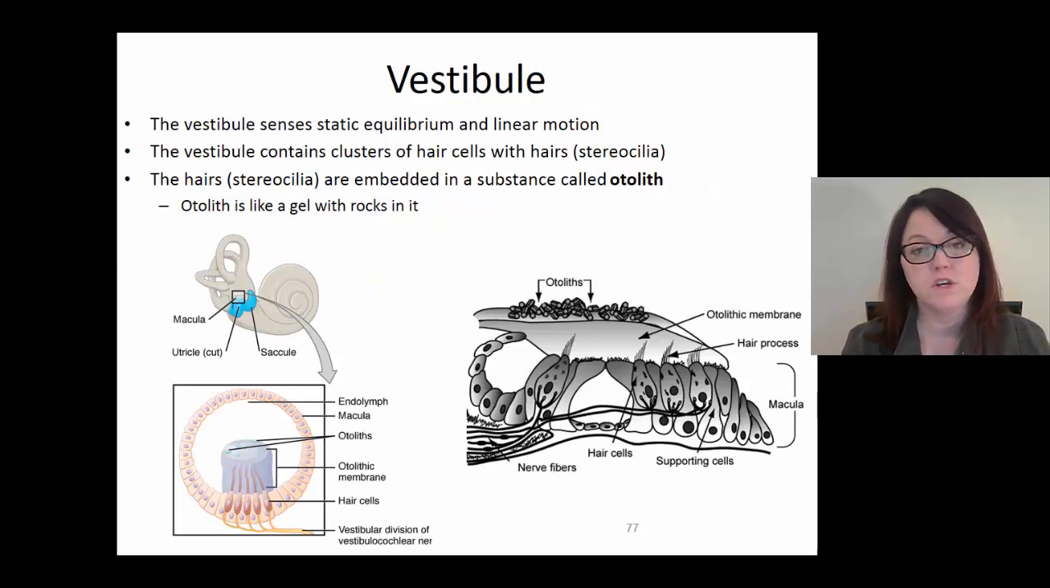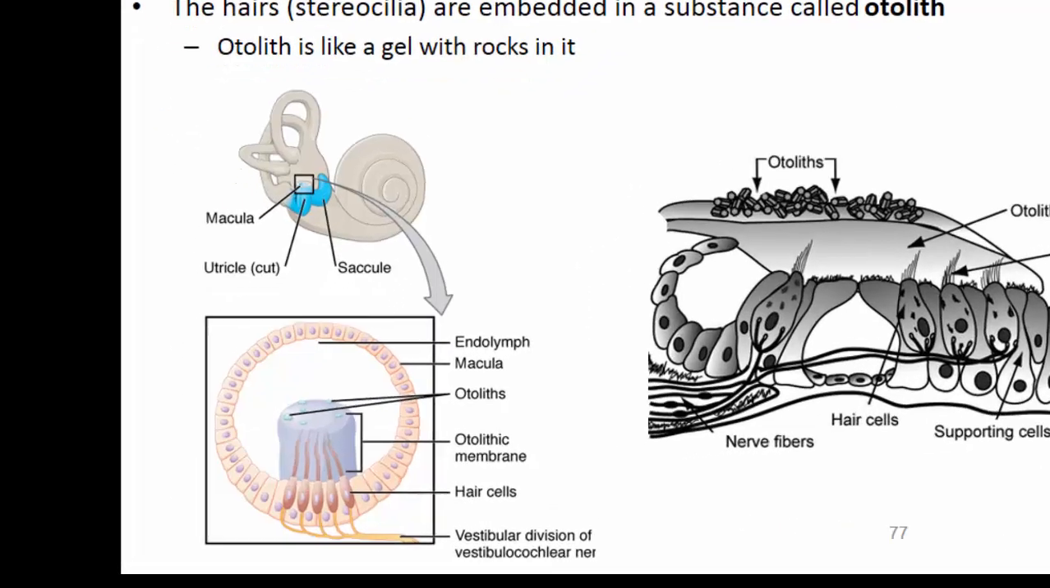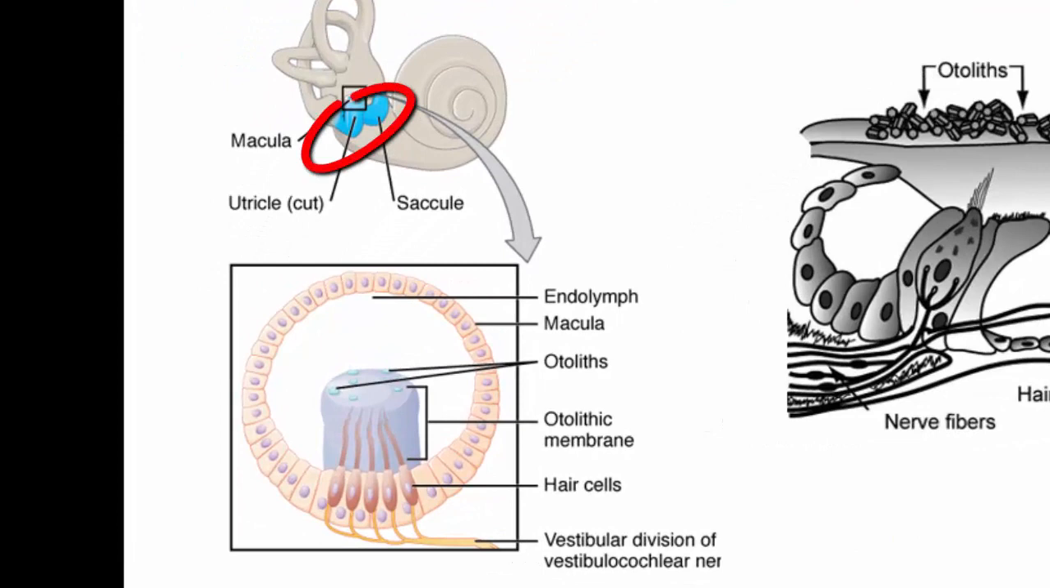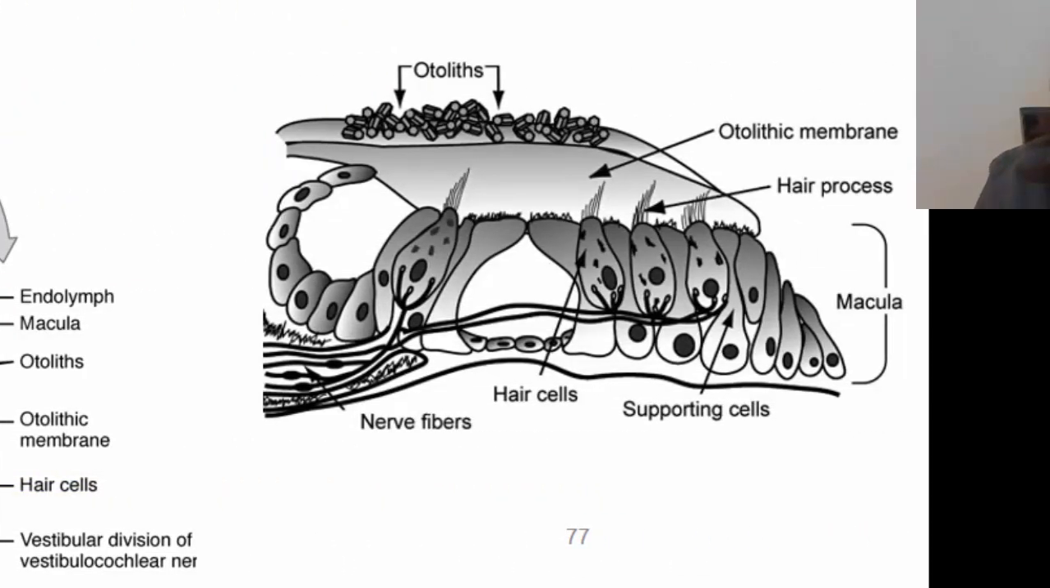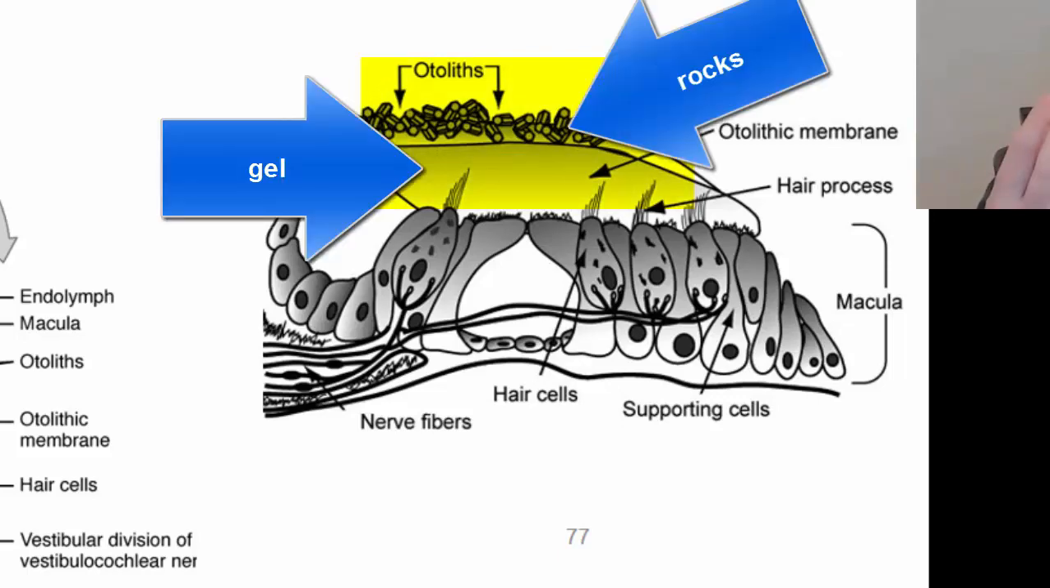So let's first take a closer look at how the vestibule works. So as I said, the vestibule is for detecting static equilibrium and linear motion. The vestibule contains hair cells, just like we saw with hearing. So it has clusters of hair cells, and they have hairs on them, stereocilia. The hair cells are embedded in a substance called otolith. So otolith is basically a gel-like substance with a lot of rocks in it.